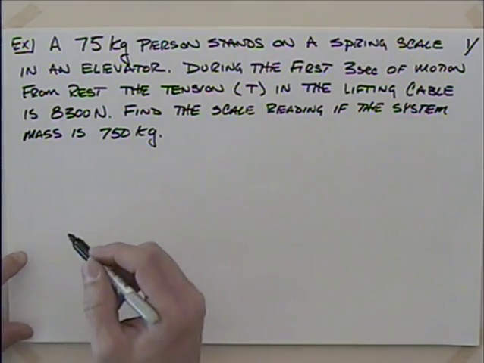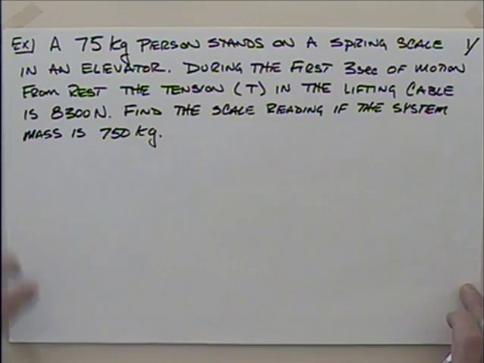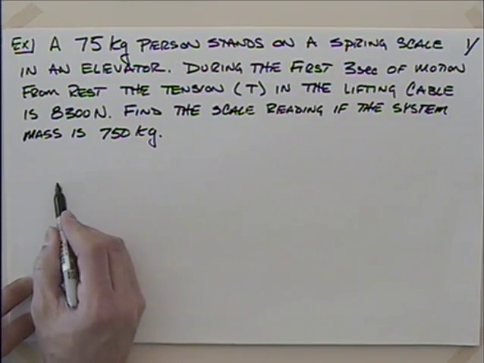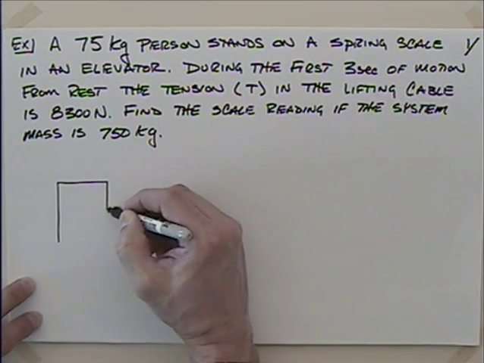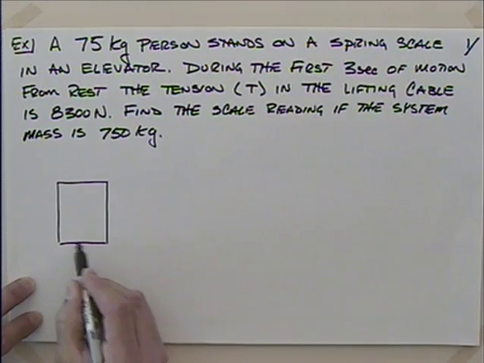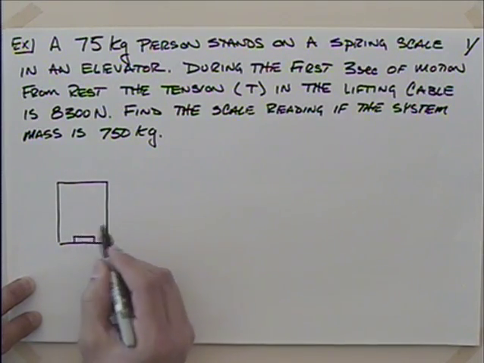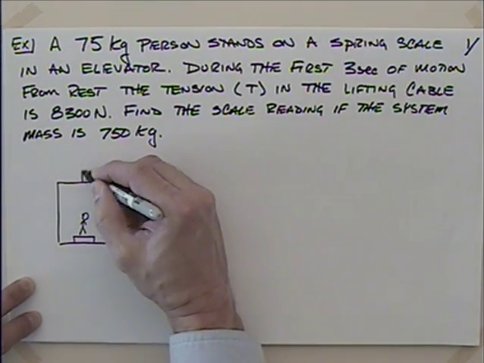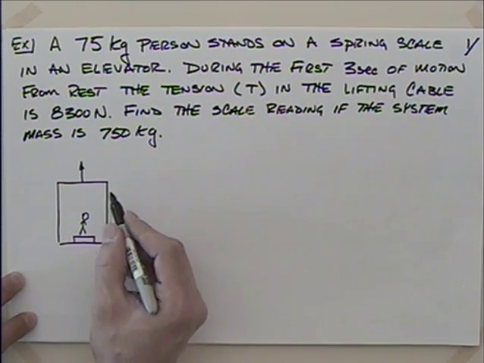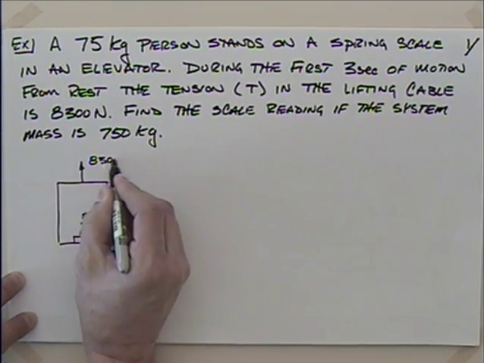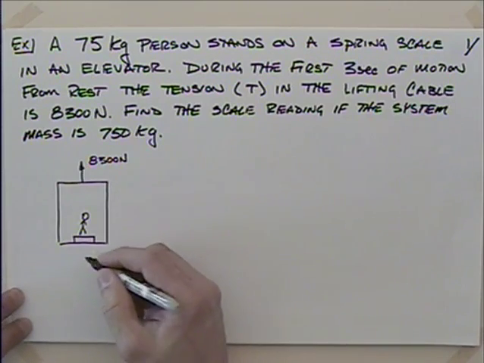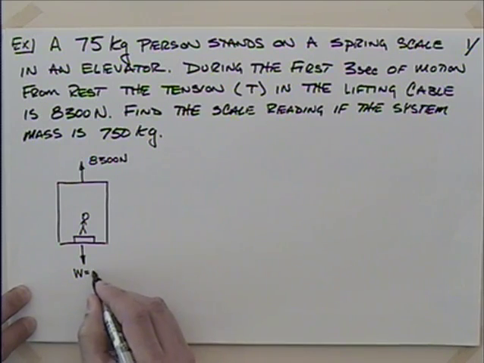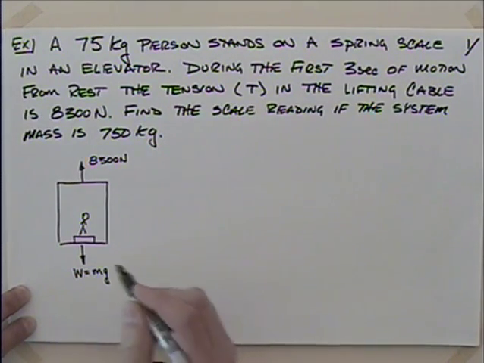So we introduced this one last time. We'll go ahead and go through the solution. I'm going to look at a free body diagram of this thing. That'll help me with the system. So if I look at the entire elevator, I'll draw this elevator. We then have the scale. We have the person standing on the scale. And we're told that the tension in this lifting cable is 8,300 newtons. This would have some weight, which would be equal to mass times the acceleration of gravity.